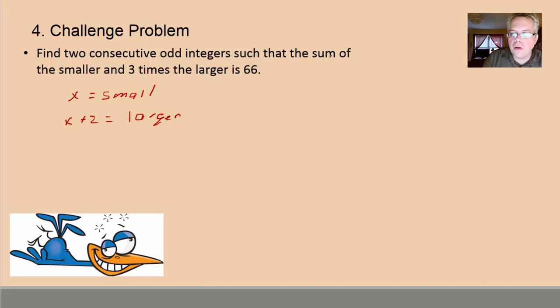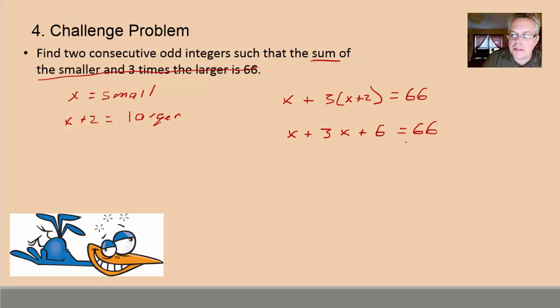Okay, so we've got to use this relationship. The sum of the smaller, so x, plus 3 times the larger, so 3 times x plus 2, is equal to 66. Okay, so if we distribute and combine like terms, we get x plus 3x plus 6 equals 66. So 4x equals 60 if we combine like terms and subtract the 6, or x equals 15. So we get our two numbers are 15 and 17.